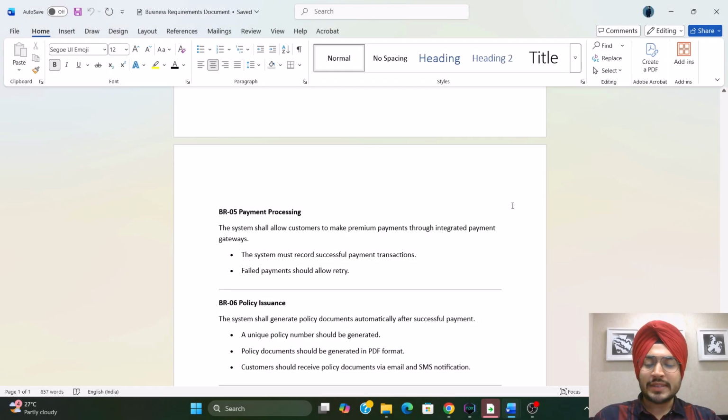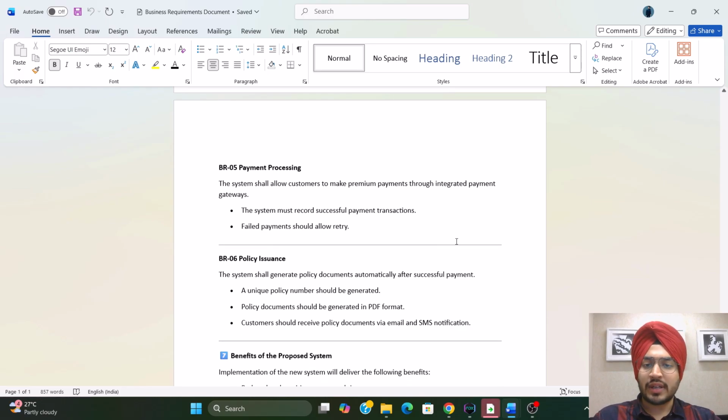Let's go through another business requirement, that is payment processing and policy issuance. As we have discussed, in payment processing, the system should record the successful payment transaction, and the failed payment should allow retry to the customers. And in the policy issuance, a unique policy number would be generated and policy documents would be generated in the PDF format. Customer would receive policy documents via email or SMS notification.